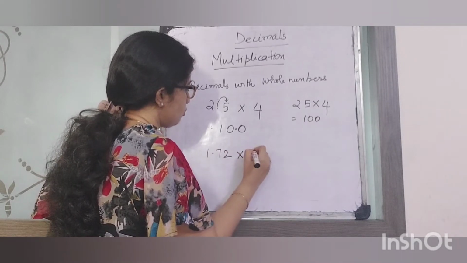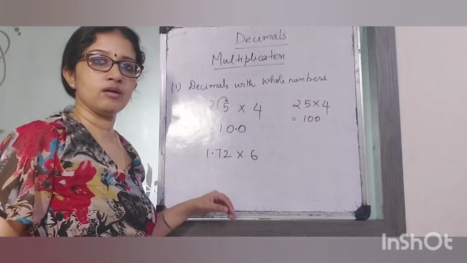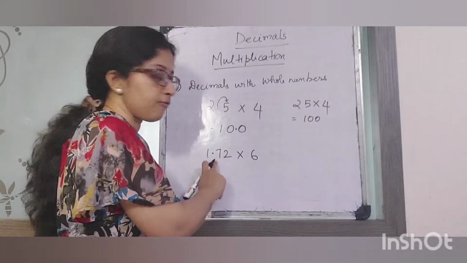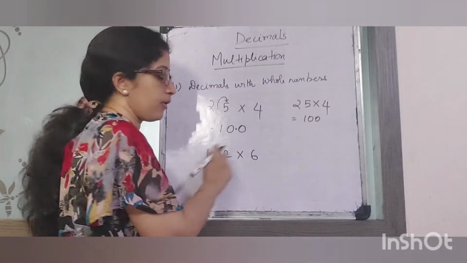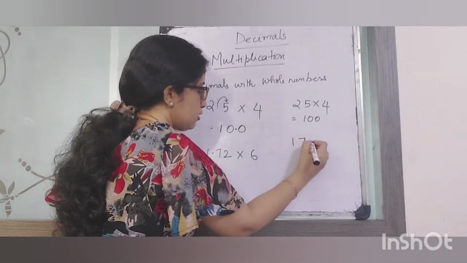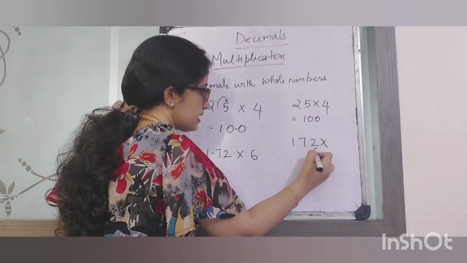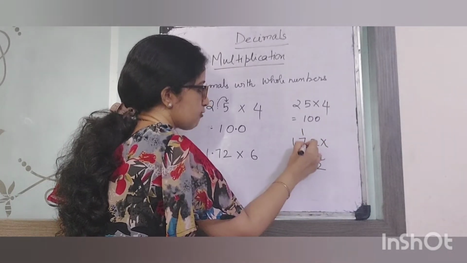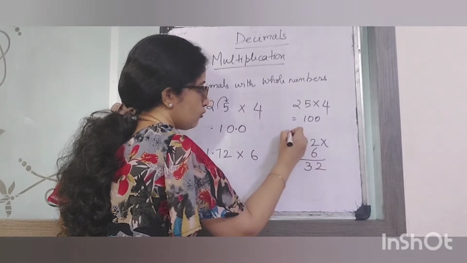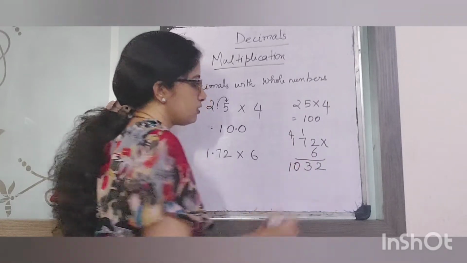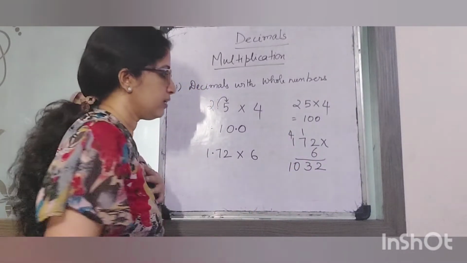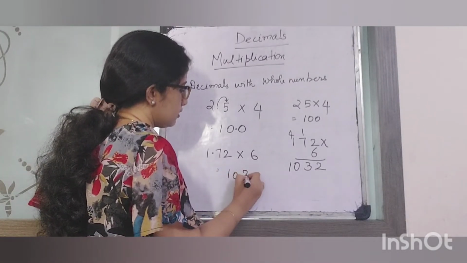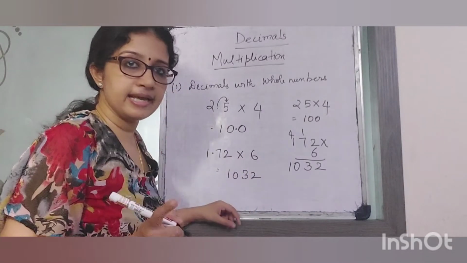1.72 into 6. Okay. Now if we do with the same method, what is the first step? We have to ignore the decimal point. So 172 into 6. 6 2s are 12. 6 7s are 42, 43, 4, 1, 0, 3, 2. Okay. Now write the answer here, 1032. Now what is the next step?